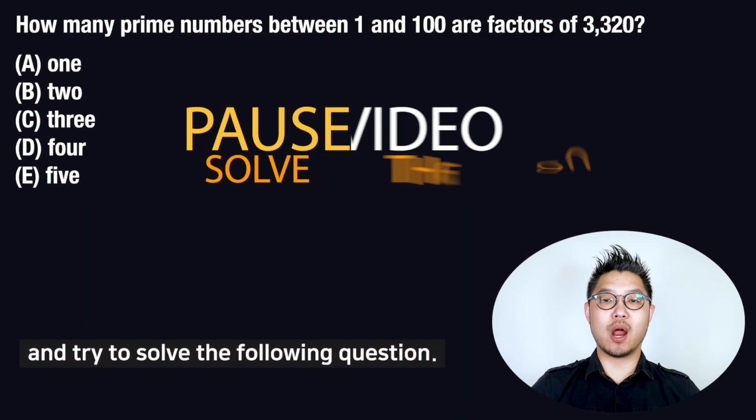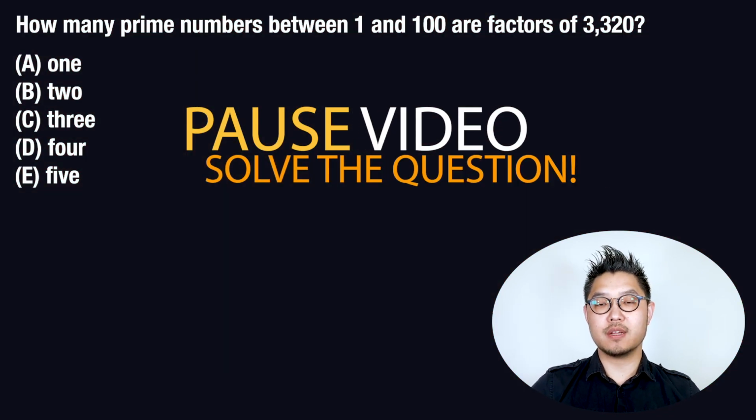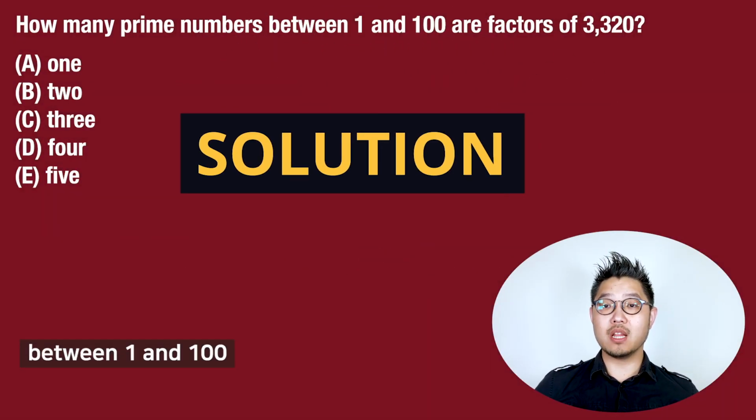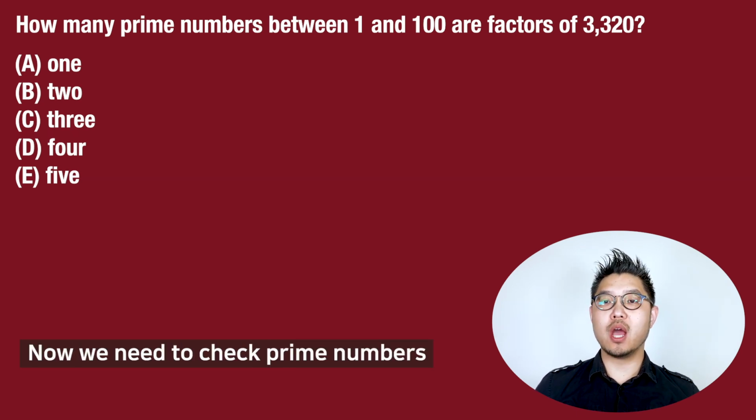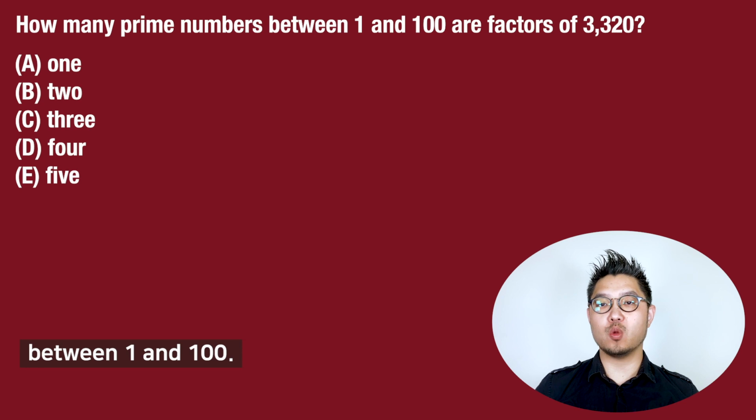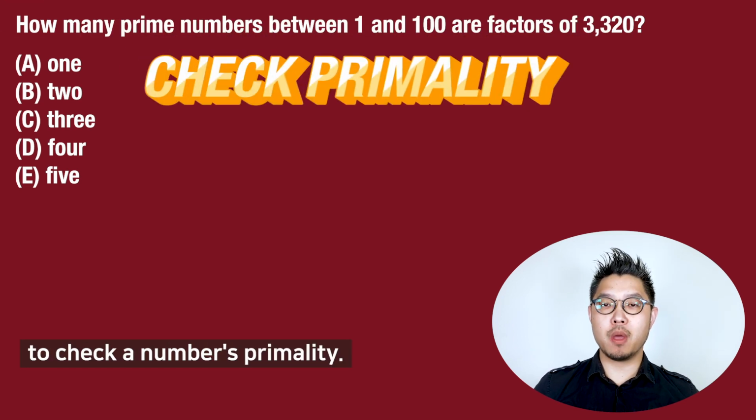Pause the video and try to solve the following question. How many prime numbers between 1 and 100 are factors of 3320? Now we need to check prime numbers between 1 and 100. How do you check if a number is prime? Here's a method to check a number's primality.